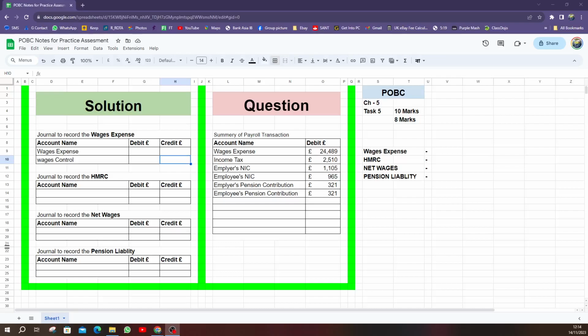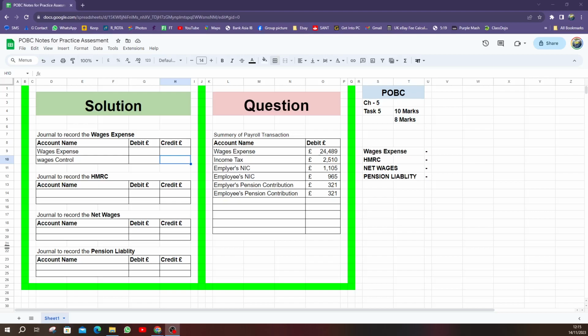Hello, another exam technique for Principles of Bookkeeping Control. This you will find in chapter 5, and on the test you will find it in task 5. In task 5 there are 10 marks, but out of the 10 marks it will carry at least 8 marks because there will be another journal for irrecoverable debt. We'll discuss it later, but at this moment I'm going to give you just the exam technique for this task 5.